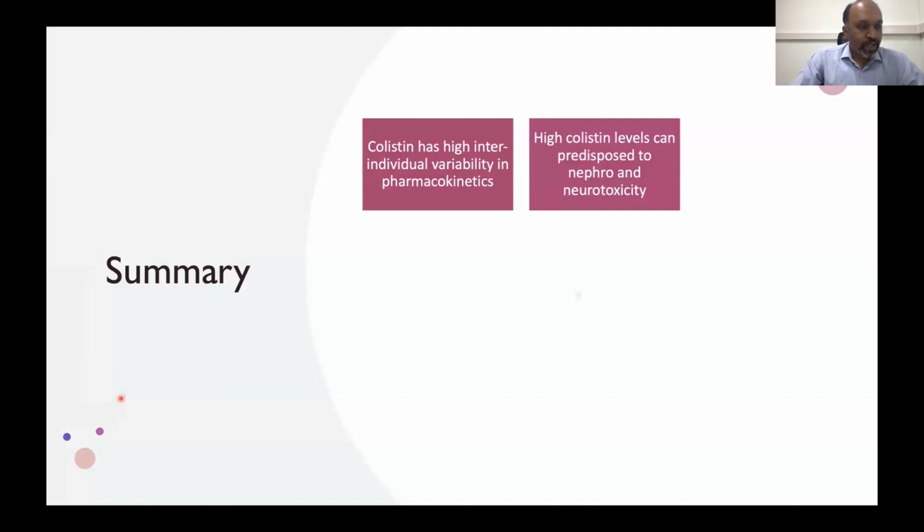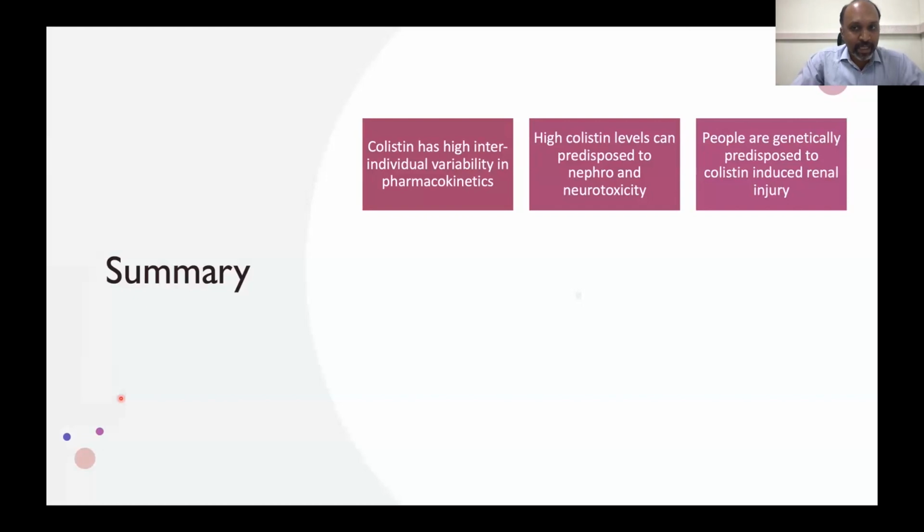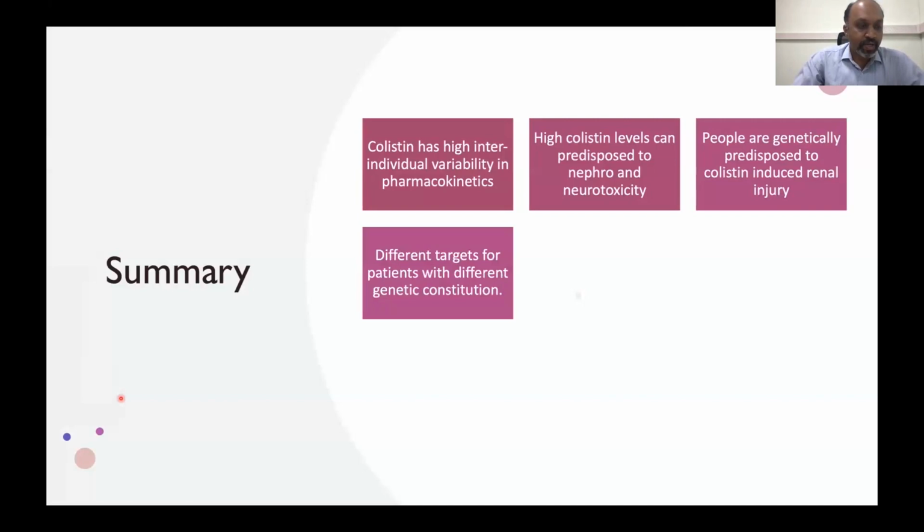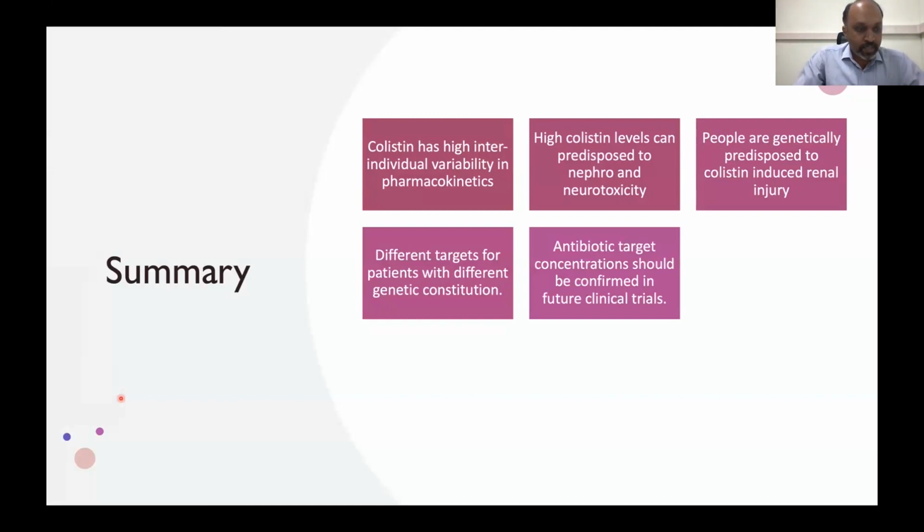So in summary, we observed a high individual variability in colistin pharmacokinetics. High colistin levels can predispose to nephrotoxicity and neurotoxicity. People are genetically predisposed to colistin-induced renal injury. We may have to aim for different targets for patients with different genetic constitution. So if you identify that a patient is having high predisposition to colistin-induced AKI, you can actually switch over to some other antibiotic. And these antibiotic targets should be confirmed in future clinical trials.